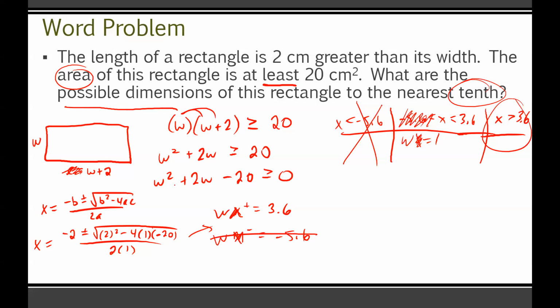You're going to find that it's just 1 squared plus 2 times 1, so that's 3. 3 minus 20 is negative 17. That clearly doesn't work, right? So it's not going to work. This one's not going to be a valid solution.